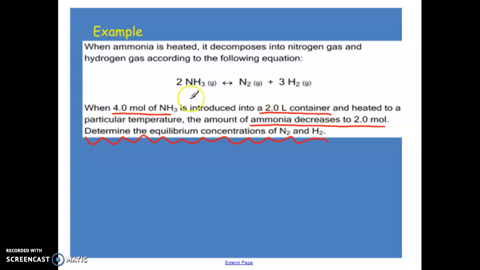Okay, so let's set up the information we have. We have our mole value of NH3, and this is our initial mole value, right? We have 4 moles. We have the volume of the container, which is 2 liters. And then we have the mole value after it finishes decreasing. So that's our mole value at equilibrium.